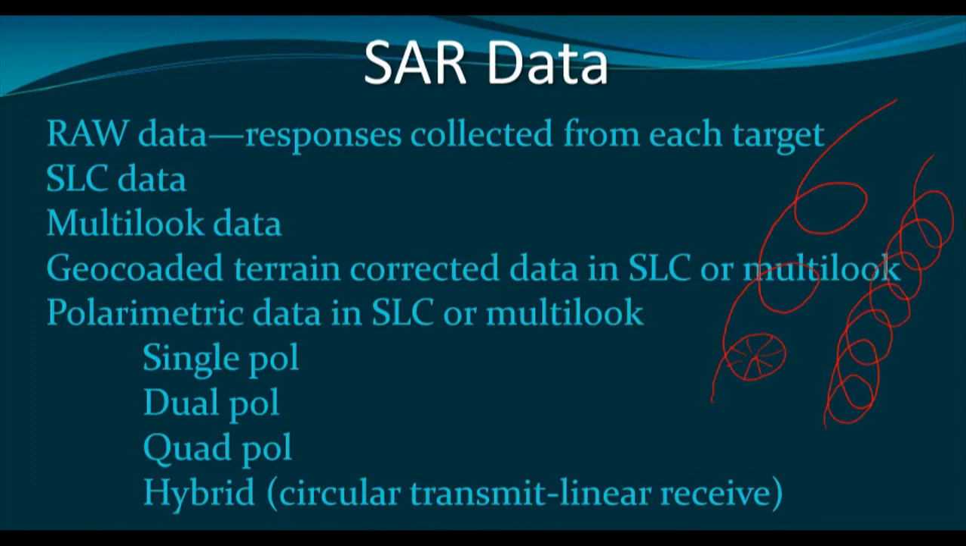That is why in case of RISAT 1, you may find images like this, RH, RV. So that means right circular transmit, horizontal receive, right circular transmit, vertical receive. These two polarizations have been used in RISAT 1. Why?